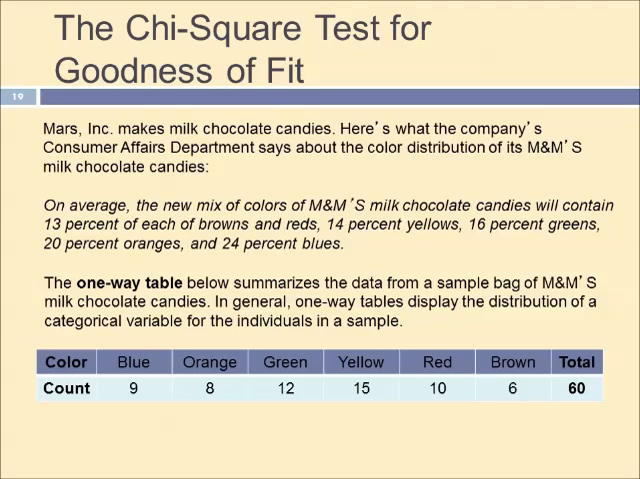Now here we're going to have a one-way table. This summarizes the data from a sample bag of M&Ms we got from the store, let's say. In general, one-way tables display the distribution of a categorical variable for the individuals in a sample. The sample proportion of blue M&Ms in this case is 9 over 60, or 0.15.